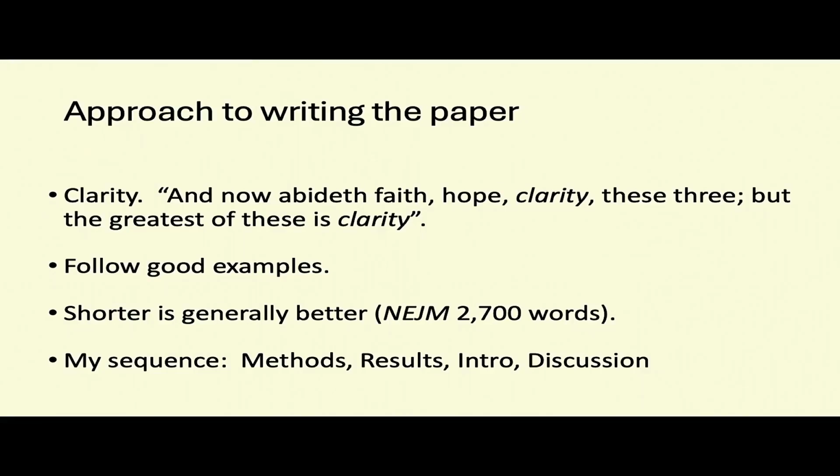In general, you want to be concise. At the New England Journal, one of the premier journals, there's a 2,700 word limitation. You can use supplementary materials to provide more expansive explanation of your methods.